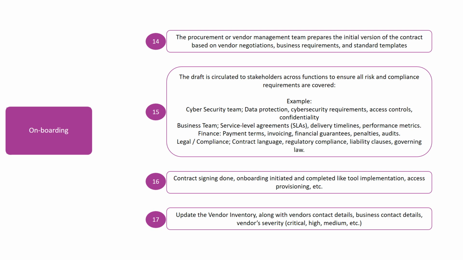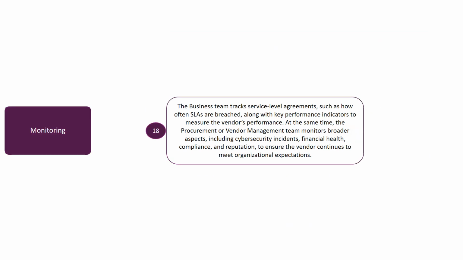This marks the beginning of vendor onboarding, which includes activities such as tool implementation, access provisioning, and other setup tasks. Finally, the vendor is added to the organization's vendor inventory, along with their contact details, business owner details, and severity classifications such as critical, high, or medium. Once the vendor is on board, the monitoring phase begins.